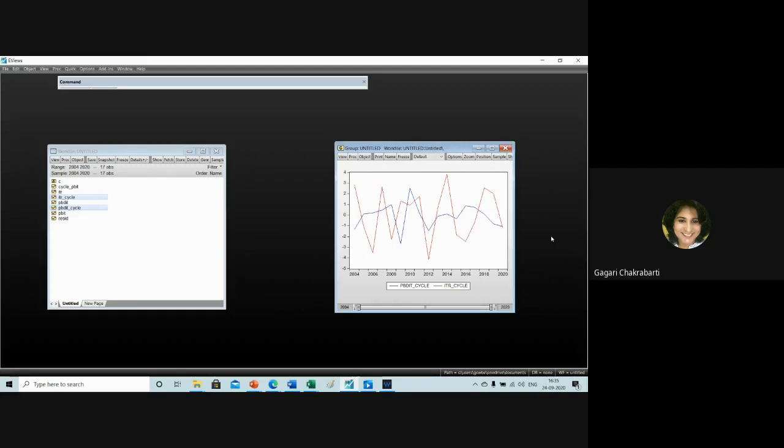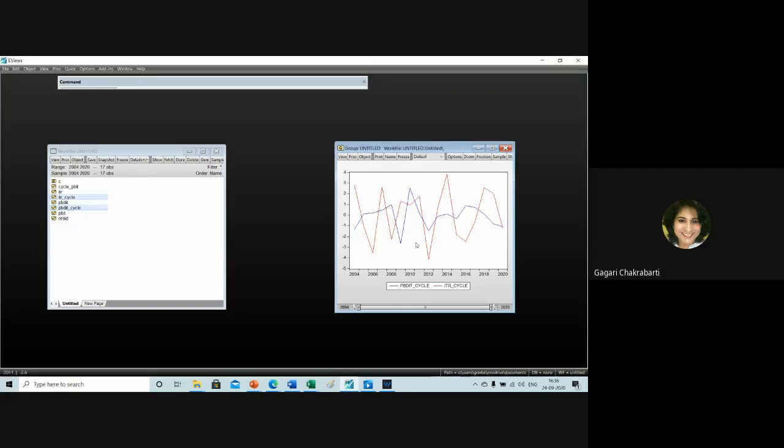Now just tell me, does it improve? It's your suggestion. Just tell me, does it improve? Personally, I feel no. But that's my opinion. Because there are areas where these two are not moving in the same fashion. So probably efficiency is not being translated into profitability.